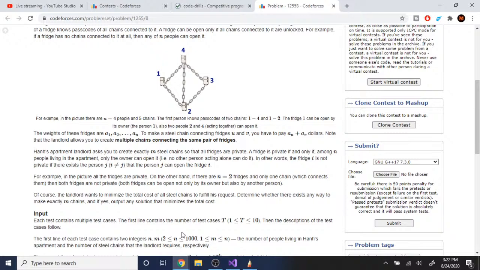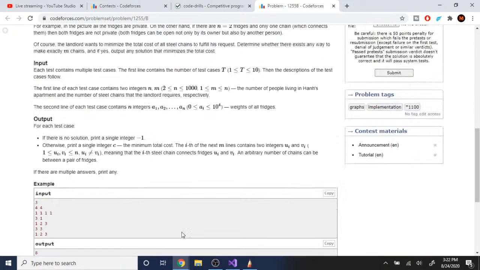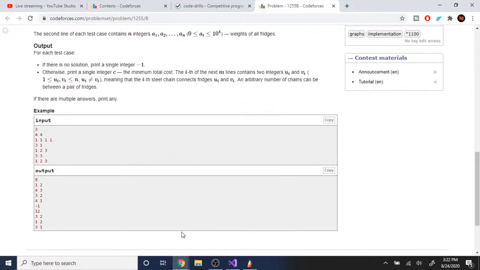Okay? A fridge is private if and only if among N people living in the apartment, only the owner can open it. So the fridge I is not private if there exists a person J, I is not equal to J, such that the person J can open fridge I. I'm trying to think. I don't understand what they're trying to say.